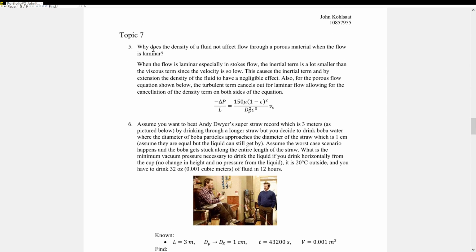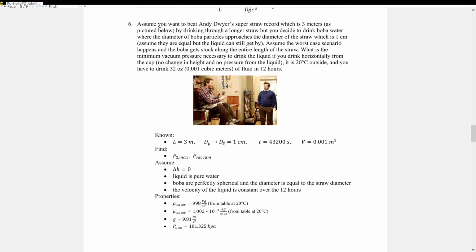For topic number 7, why does the density of fluid not affect flow through porous material when the flow is laminar? And this is essentially because for flow, there is the inertial term and the viscous term losses. And for Stokes flow, which is laminar flow through a porous material, the inertial term, or the speed of the fluid, is extremely low, and so the inertial term is extremely small when compared to the viscous term. And since the density only affects the inertial term, then the density does not matter as much as the viscous term, and therefore does not affect the flow nearly as much as normal laminar flow.